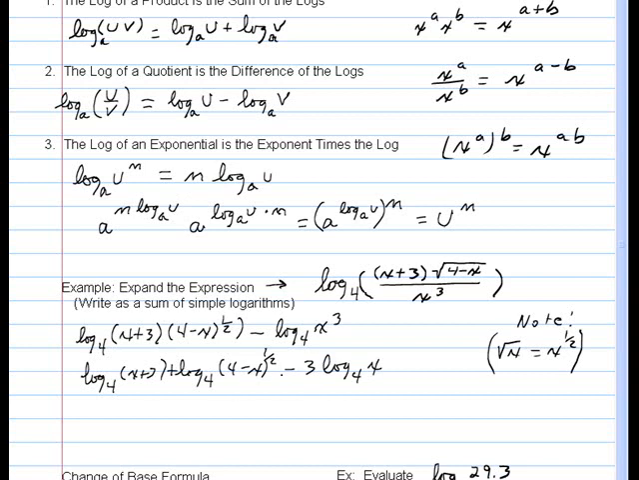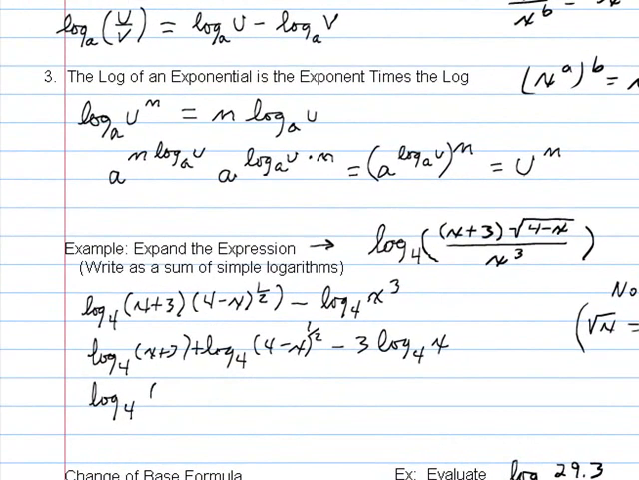Well, now this second term is the same thing I had with the third term. It's now the log of an exponential, so I'll bring that 1/2 out front. So I'll have the log 4 of x plus 3, plus 1/2 the log 4 of 4 minus x, minus 3 log 4 of x, and I have broken that down into a sum of simple logs of one item.